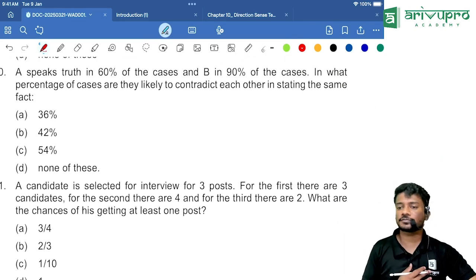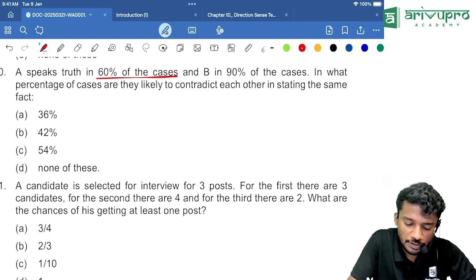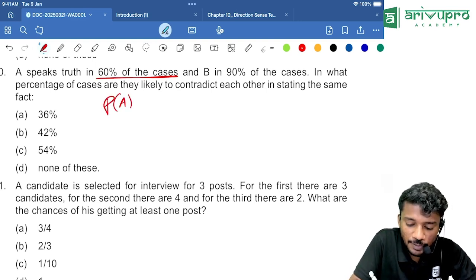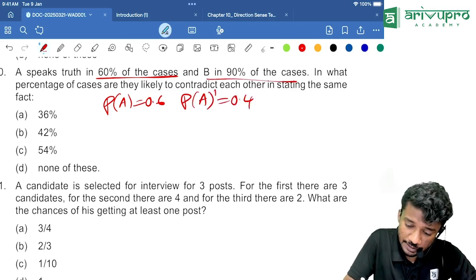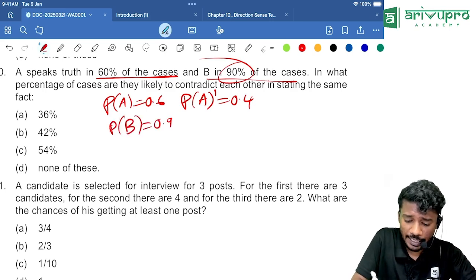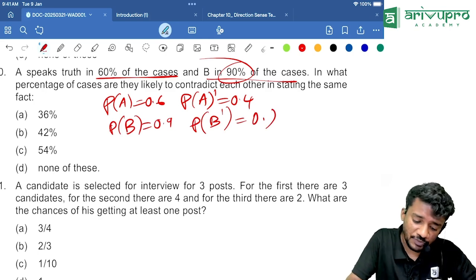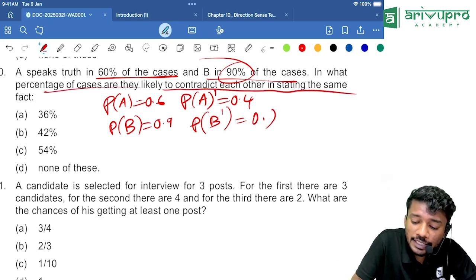Can you do it? A speaks the truth in 60% of the cases. So P of A is how much? 0.6. So P of A telling a lie is what? 0.4. B speaks the truth 90%. So P of B is how much? 0.9. P of B complement is how much? 0.1. In what percentage of cases are they likely to contradict each other?